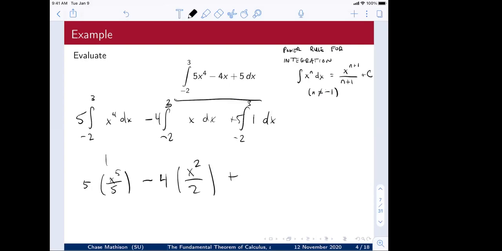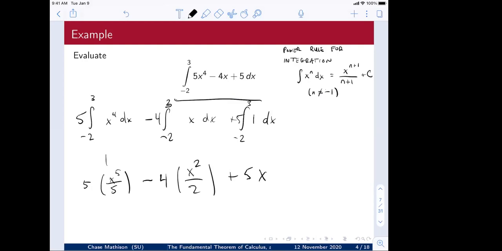What would n be for this? This is still technically a power rule. So what would it be, 0? Yeah, n is 0 here, right? 1 is x to the 0. So then what's the integral of 1? Perfect. I just get x. This 5 out in front comes along for the ride, plus x.